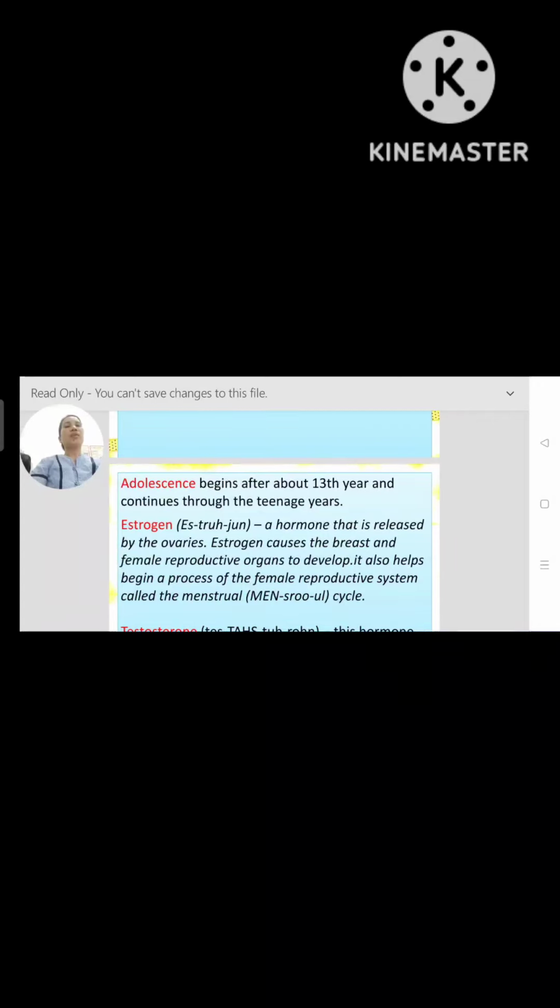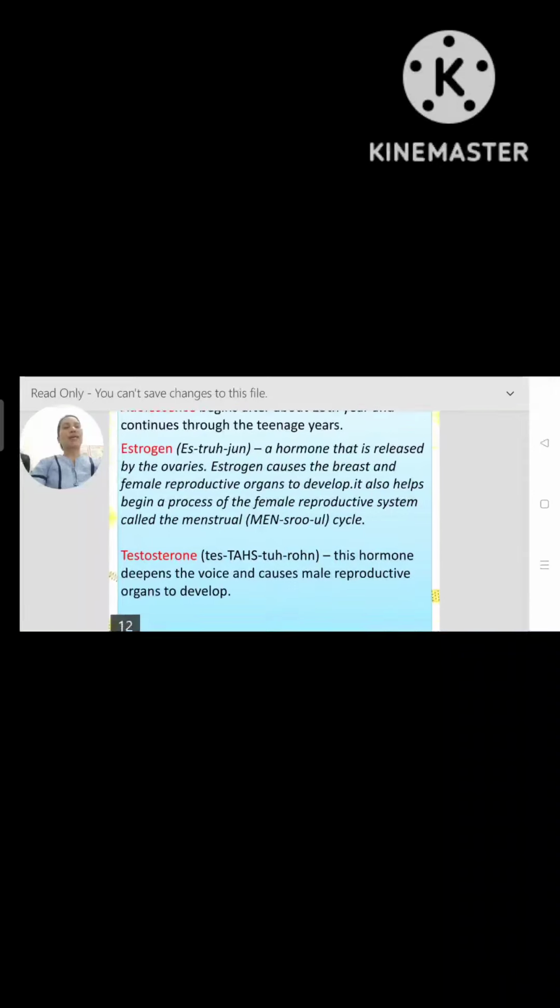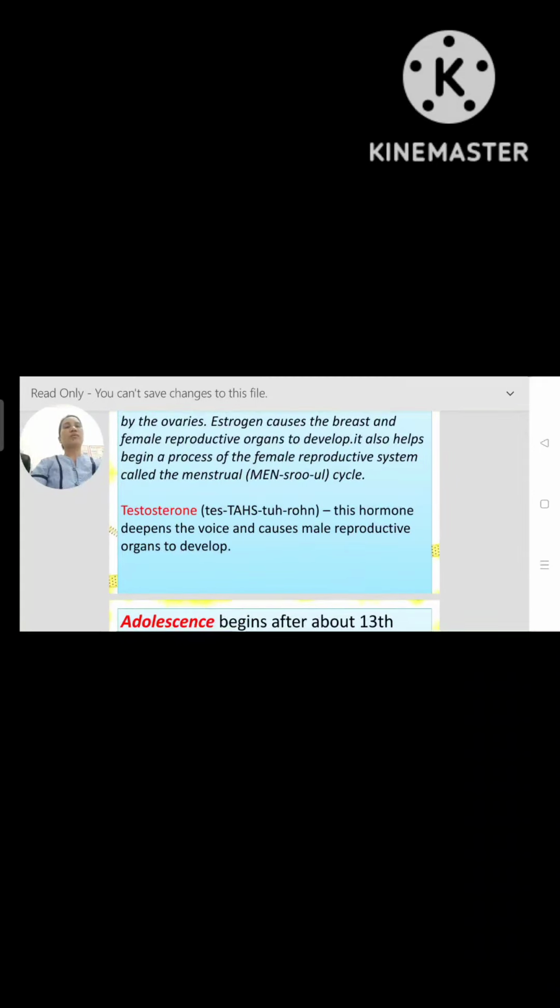So let's go to the adolescence. Adolescence begins after about 13th year and continues through the teenage years. Estrogen, a hormone that is released by the ovaries. Estrogen causes the breast and female reproductive organs to develop. It also helps begin a process of the female reproductive system called the menstrual cycle. Testosterone. This hormone deepens the voice and causes male reproductive organ to develop.